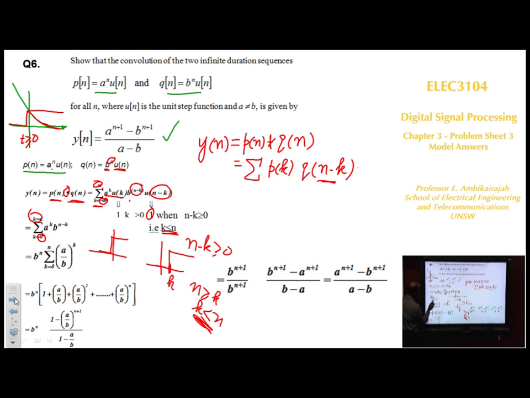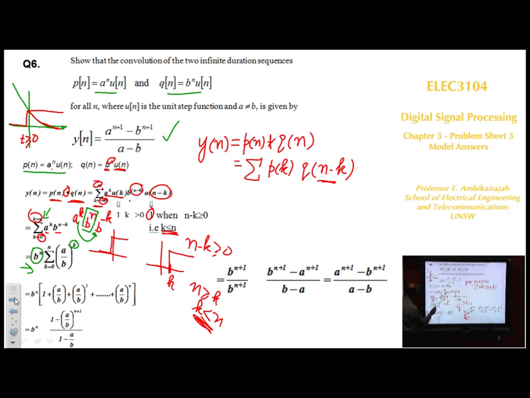Now, because you have changed the limit, you only have a^k b^(n-k). That's all you have. So if you now simplify this, you can say a^k b^n times b^(-k). And you can then say b^n is a constant because this only depends on k. So you take the b^n out. And all you have is a^k times b^(-k), which you can write as (a over b) to the k. So that's the next equation.